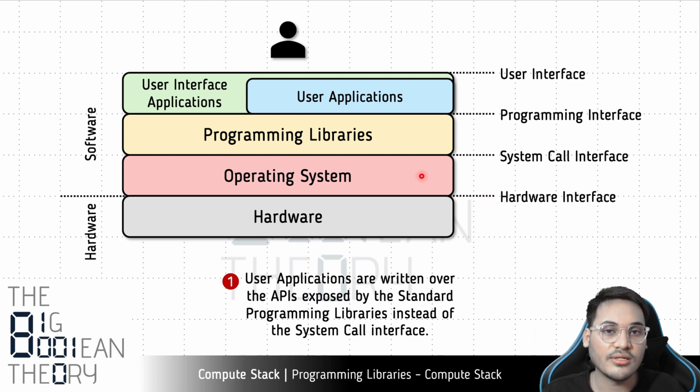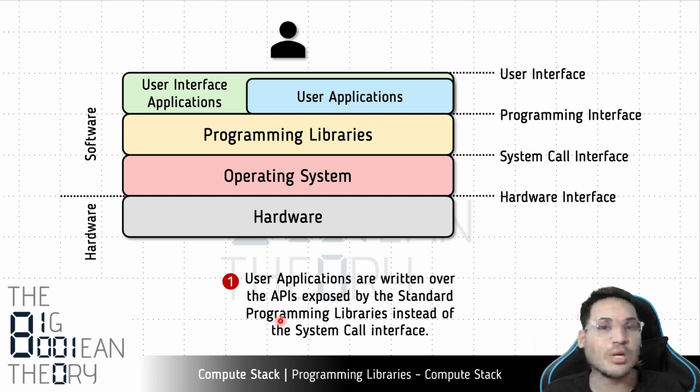That is why we had the operating system. One of the fundamental responsibilities of the OS was to simplify this hardware interface. Although this system call interface is much simpler than the hardware interface, it is still too complex and we need further simplification. That is why we have the programming libraries. This is a layer of software that further simplifies the system call interface, right? This programming interface is what the application developers use to write the user application. So this is the first point: user applications are written over the APIs exposed by the standard programming libraries instead of the system call interface. This is the first motivation behind having the programming libraries, that is to have a much simpler interface that is easier to write programs over.